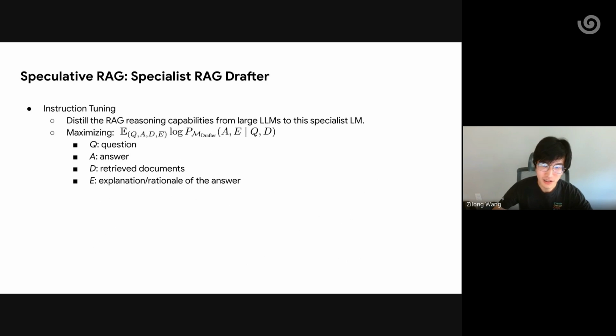So as we discussed, there are 2 major components in this RAG system. One is the drafter, the other is a generalist. For this drafter, because it's small, we cannot expect it to be very powerful, even if we generate multiple drafts. So here we still use some distillation. We are using instruction tuning to make sure the smaller model can be better at RAG than it originally was. So we distill the RAG reasoning capability from a larger language model to this speculative language model.